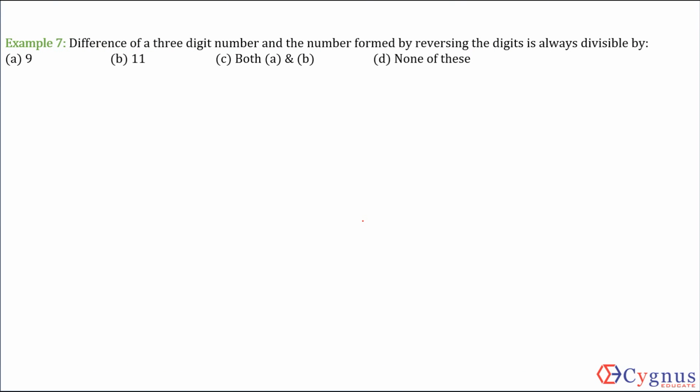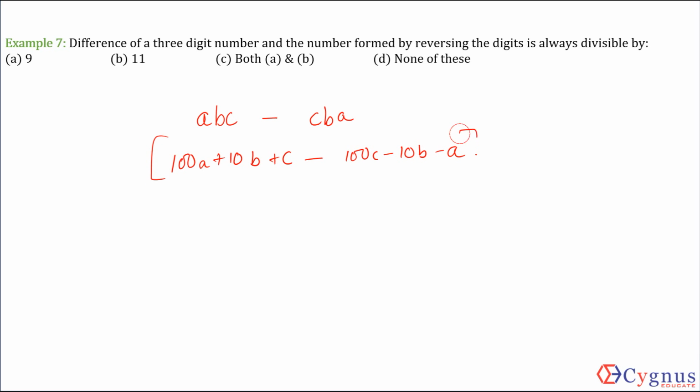A difference of a three-digit number and the number formed by reversing the digits is always divisible by what? Fine. Let's assume that my number is ABC. When you reverse the number, it becomes CBA. Fine. Now you're looking for the difference here. Let's take it like this. If you write these numbers in terms of place value, what do you get? The CBA can be written as 100C, 10B, and A. This is my difference. Now let's try to solve this equation.